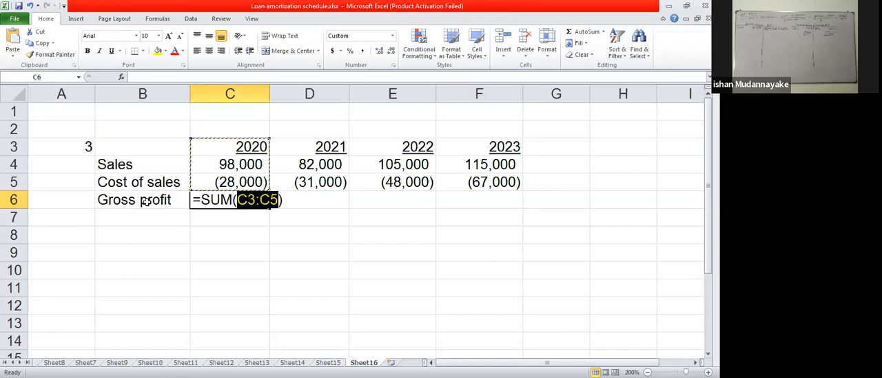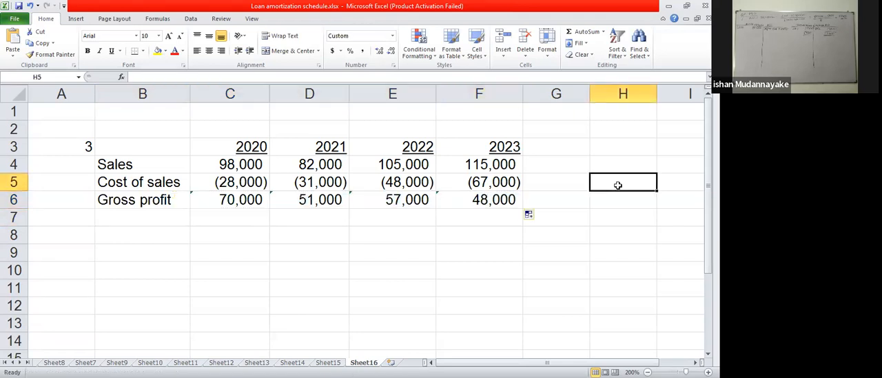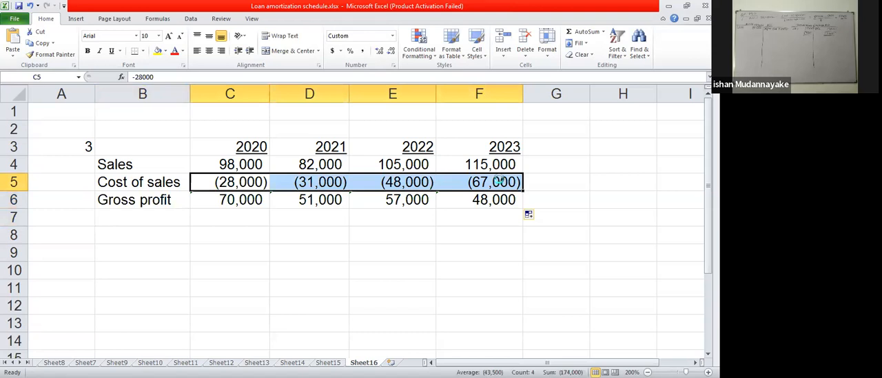Gross profit. Sales minus cost of sales. Quickly write down this, huh? Gross profit. These are profits. Gross profit.